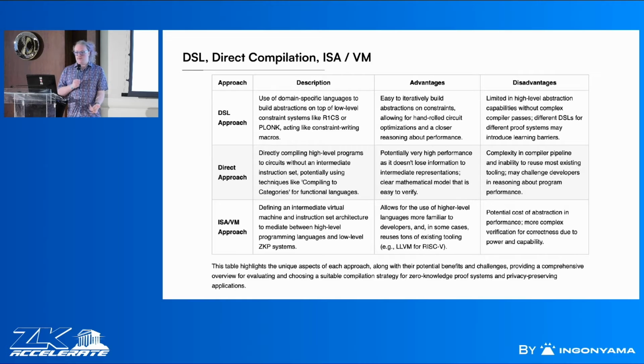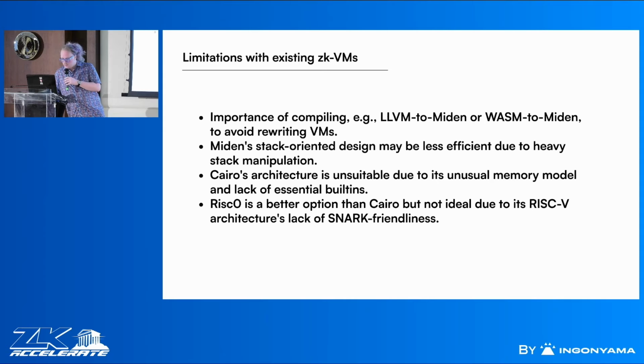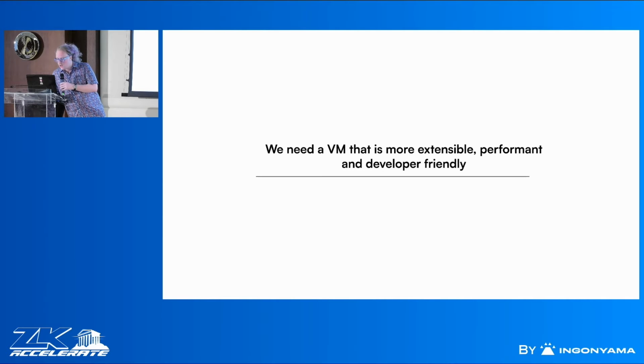An important part of this is that we can't just put this out there because we have our own instruction set architecture. An important part of the project is the compiler support that will allow you to compile from LLVM to our virtual machine. These slides are an old version, I'm sorry. But essentially the position we're taking with Valida is that we want to be the VM that is the most extensible, performant, and developer-friendly.